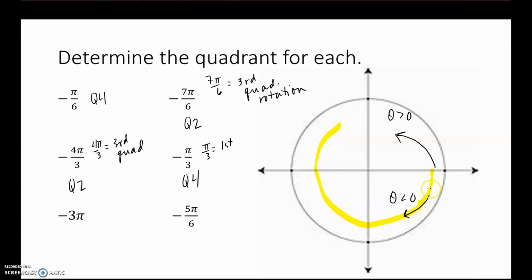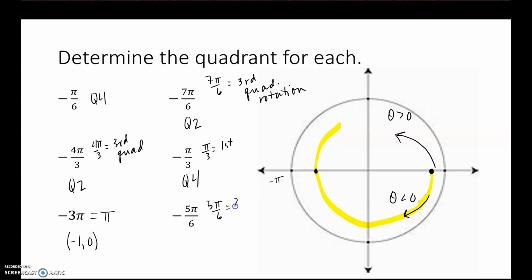Negative 3 pi, so here I am at start. Now half a rotation, that would put me at negative pi. Negative 2 pi would put me back to start. So negative 3 pi would put me back at pi. So here we are, these don't have quadrants. This is on a coordinate axis and it's at the same spot as pi. So the ordered pairs for pi are negative 1, 0. So depending on if you're answering the question, am I positive, negative, or 0?